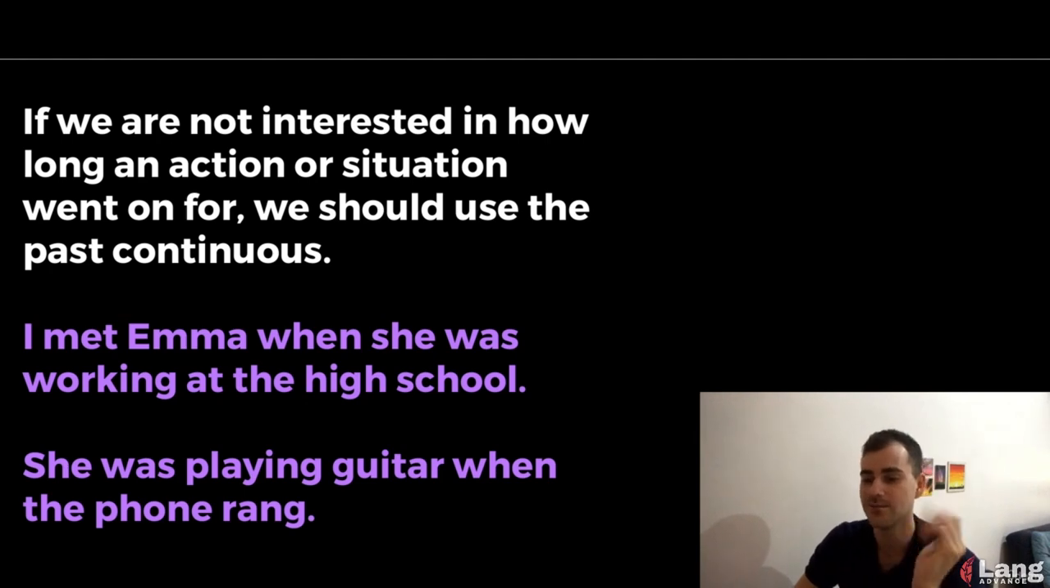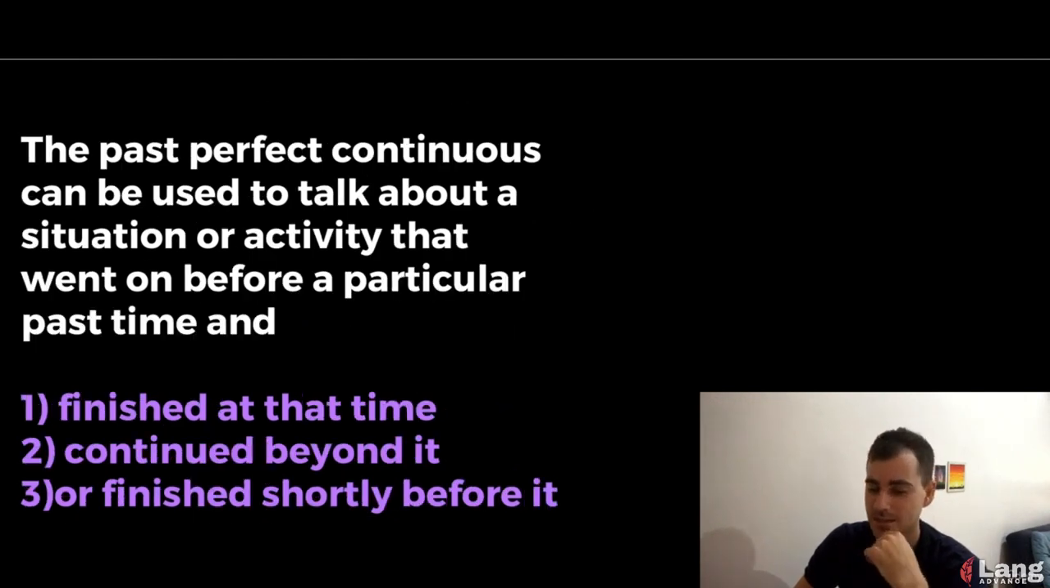Remember that. If we're not interested in how long the action or activity went on for, we just use the past continuous. But if we want to emphasize how long it was happening for and when it finished, we may be more right to use the past perfect continuous.